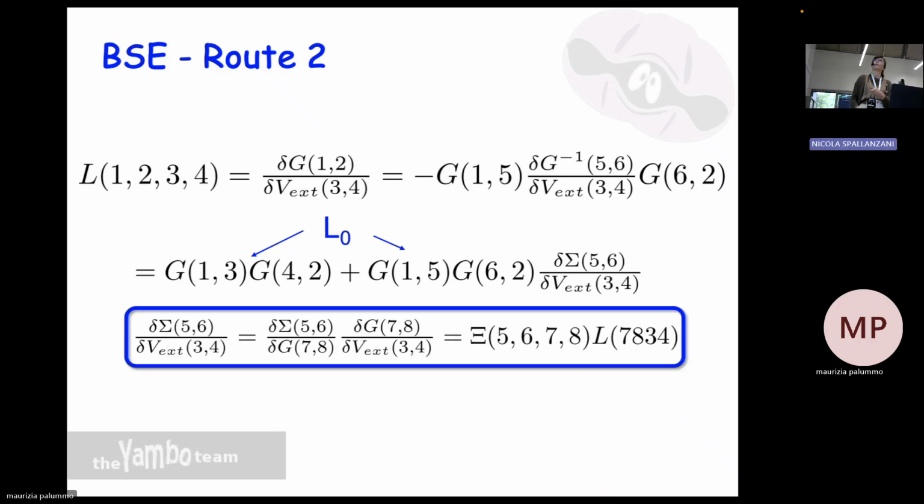Then, again we have a functional derivative, and you can apply the chain rule for functional derivatives. This is a four-point equation: the functional derivative of the self-energy with respect to G. And this is again the L correlation function we defined. And so at the end, the same story.